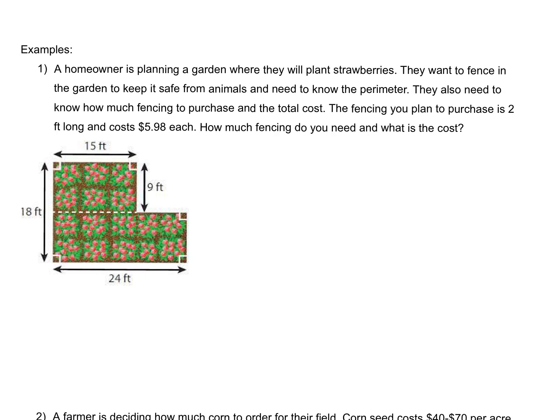So a homeowner is planting a garden where they will plant strawberries. They want to fence in the garden to keep it safe from animals and need to know the perimeter. They also need to know how much fencing to purchase and the total cost. The fencing you plan to purchase is 2 feet long and costs $5.98 each. How much fencing do you need and what is the cost?